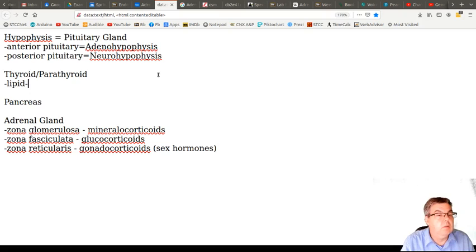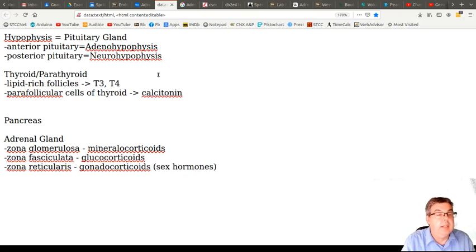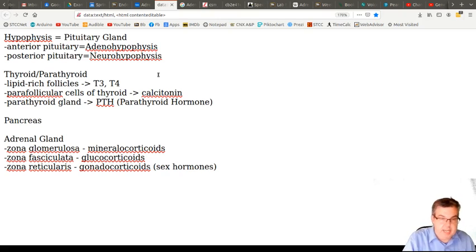lipid rich follicles makes T3 and T4, and then parafollicular cells of thyroid makes calcitonin, and then the parathyroid gland makes PTH, which is parathyroid hormone. So PTH is the official name we'll always give it.